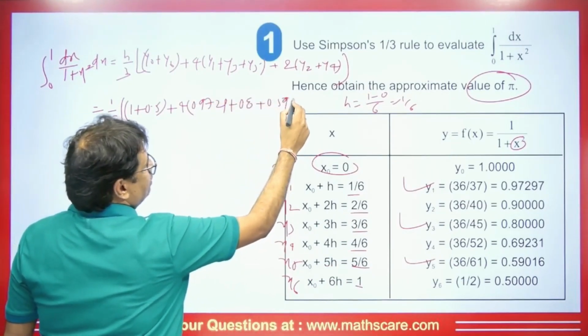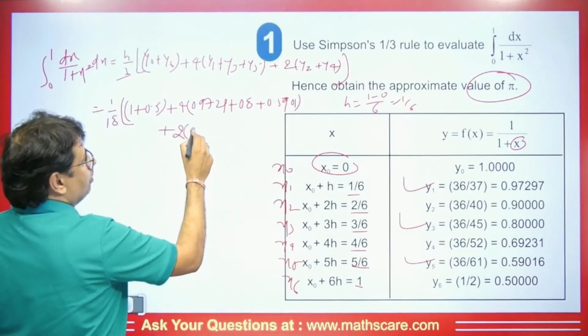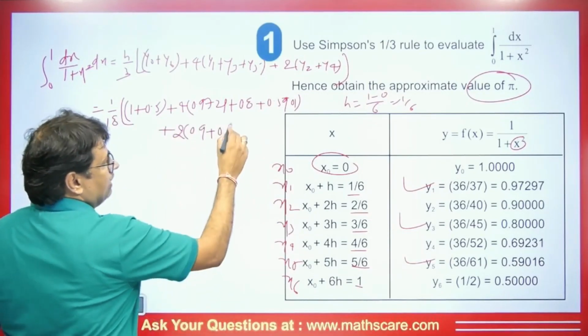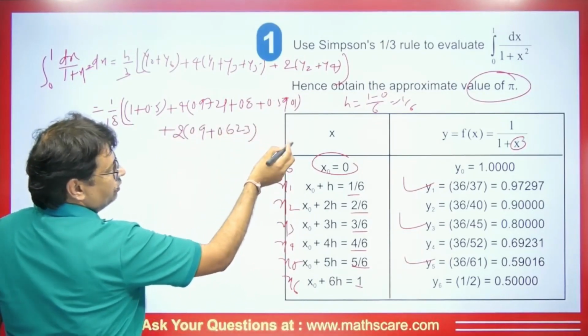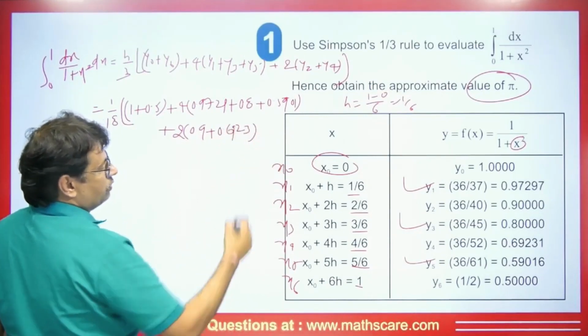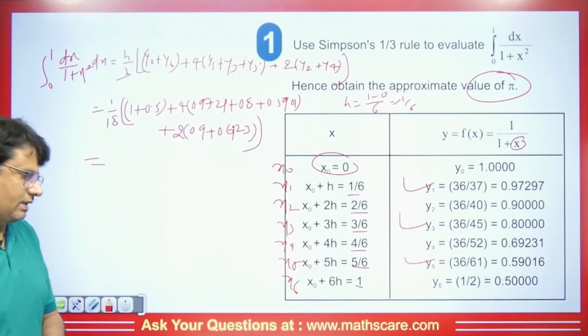I hope you all get my point. And what will be the value here? Plus 2 into y2, where the value of y2 is 0.9 plus the value of y4 which is 0.6923. Clear? Hence, this will be the value and we will calculate it. After solving this, we will get the answer.